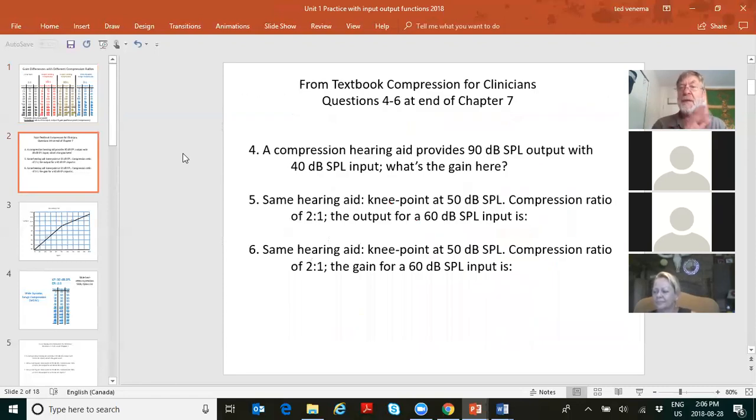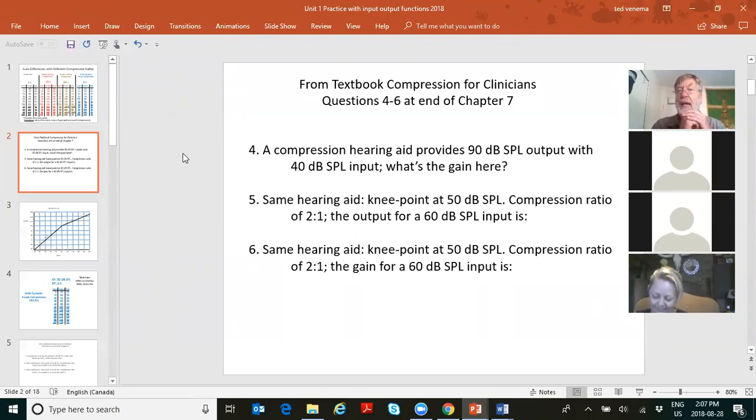Here's slide number 2, from the textbook, questions 4 to 6 at the end of chapter 7. Question number 4: a compression hearing aid provides 90 dB SPL output with 40 dB SPL input. What's the gain here? The gain would be 50. If you've got a 90 dB SPL output with a 40 dB SPL input, the difference between 90 and 40 is 50. That's the gain.